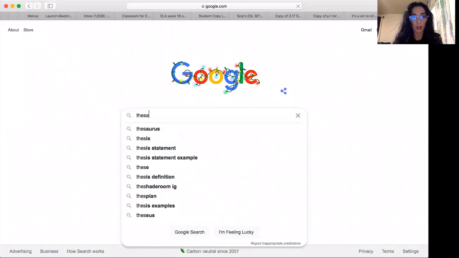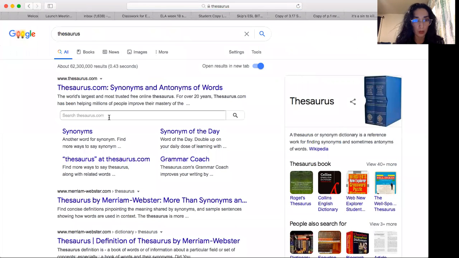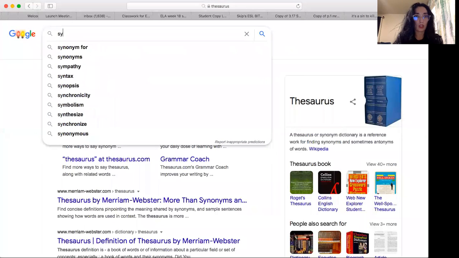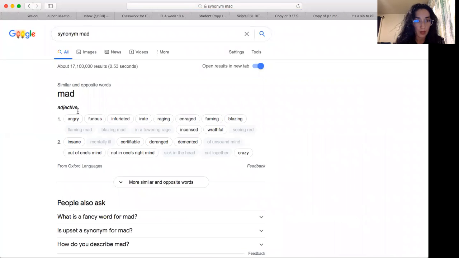Okay, thesaurus. What's a better word for mad? Let's look up some synonyms. Or I can even look up synonym, mad. Let's see what comes up. Angry, furious, fuming, enraged, incensed. This one, insane, not really. I think this one more angry. This is wrathful. So I like enraged. I'm going to use that one. That's a strong sounding word. So Jem is enraged.